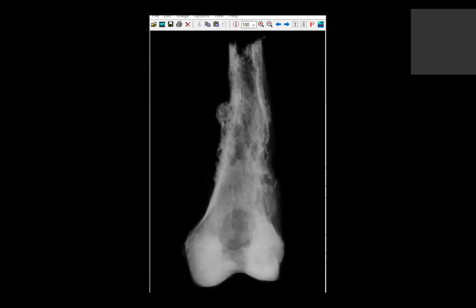The patella was not resected in the specimen. So again, based on this X-ray, we opted to make the cut coronally, and I'll show you what that looks like now.